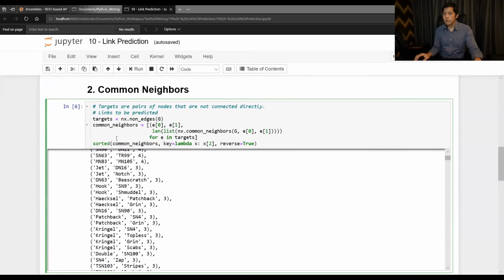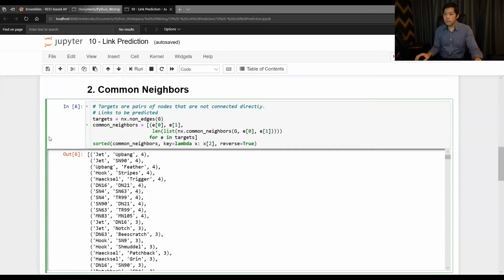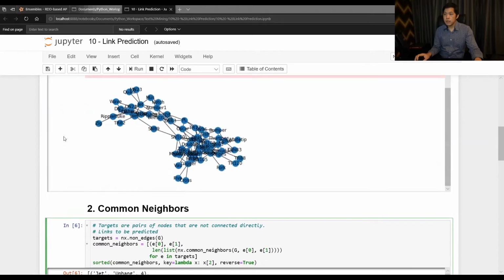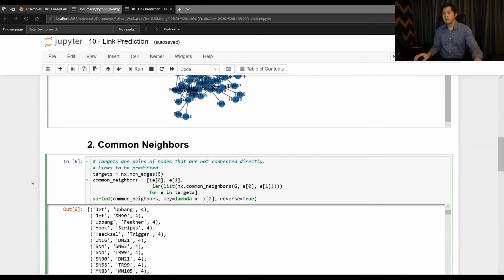Okay, so for common neighbor, we see that Jet and a bank should be connected. Jet and SN 90 should be connected. Z is here, right? And Z is a hub, and so there are other links that have not been connected to this one yet, and then we find it by doing this.